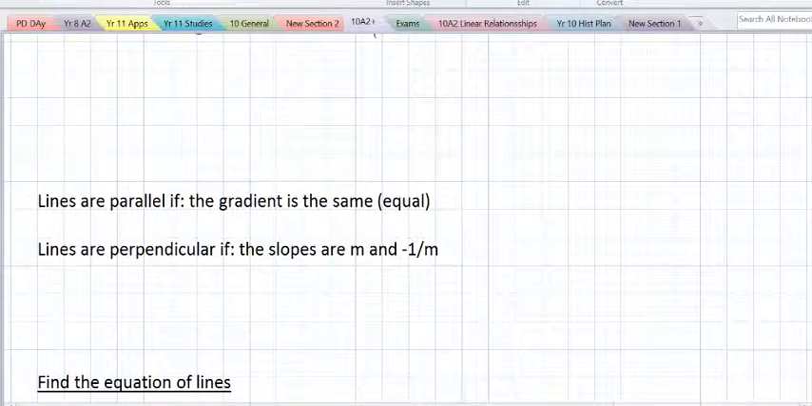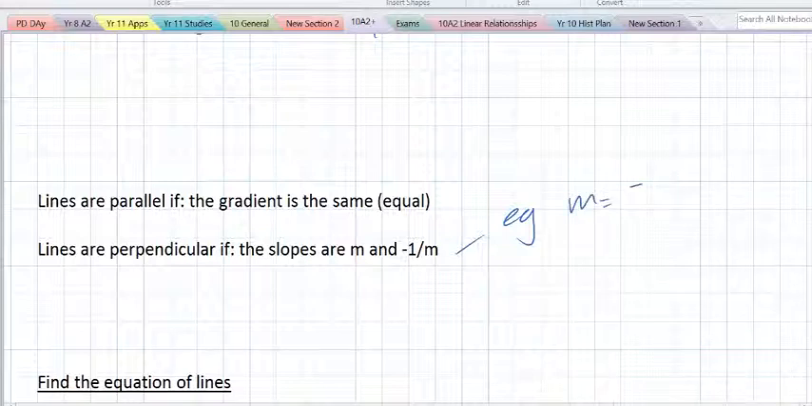So for an example of that, if we have m is equal to minus 2 on 3, what is the perpendicular slope? Yeah, 3 over 2, because the negative goes. So the perpendicular m is equal to 3 over 2. Basically, you flip the numbers and then either add a negative or take a negative.